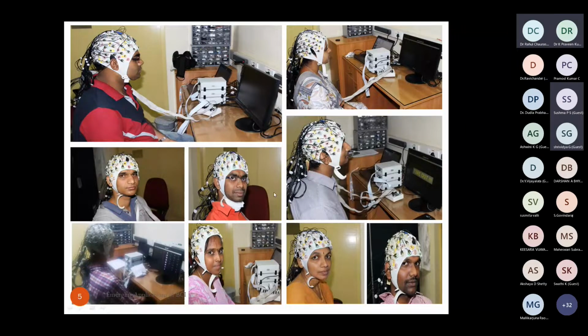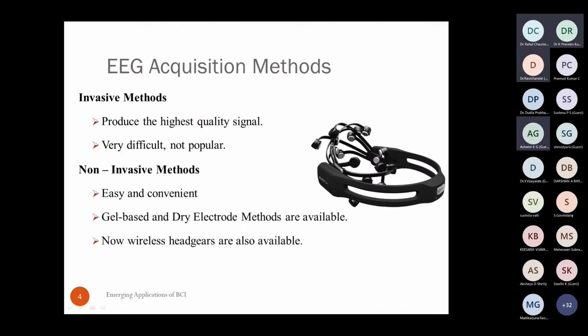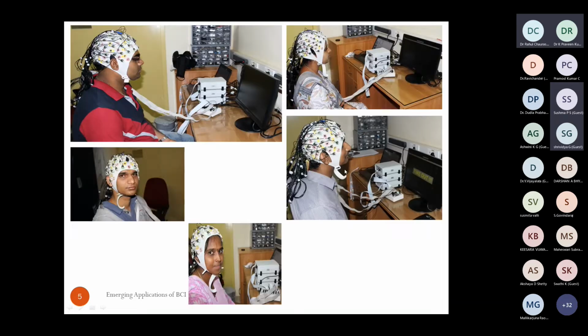So the acquisition itself becomes a very difficult task in EEG acquisition. But if you have a proper device like this, it becomes very easy. But obviously this will have a poorer quality signal, and this one will have a very high quality signal. That is the main difference.